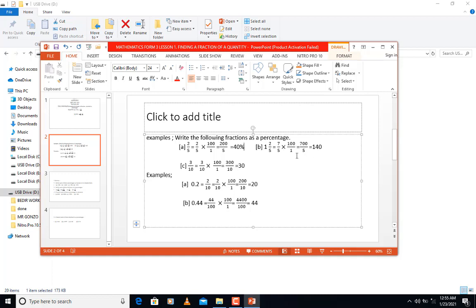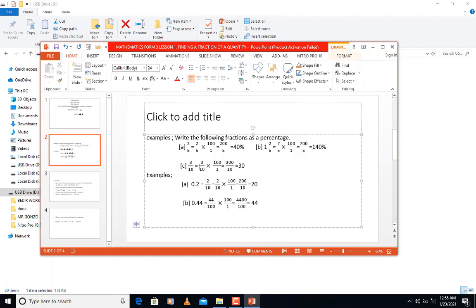Right, 40%. Now let's look at 1 and 2 over 5. 1 and 2 over 5 is a mixed number. So change it to an improper fraction, it becomes 7 over 5. 7 over 5, change it to a percentage. You multiply by 100 over 1, which equals 700 over 5. 700 over 5, if you divide, it becomes 140%.